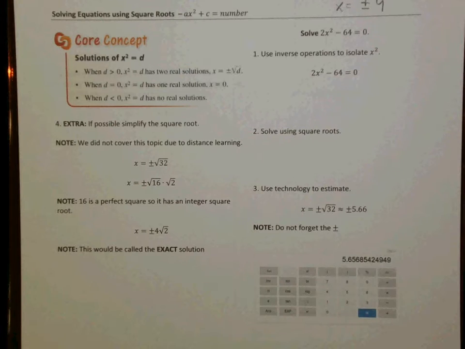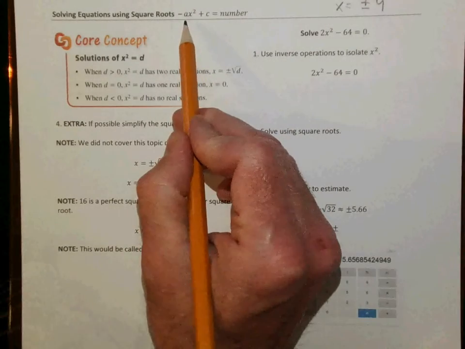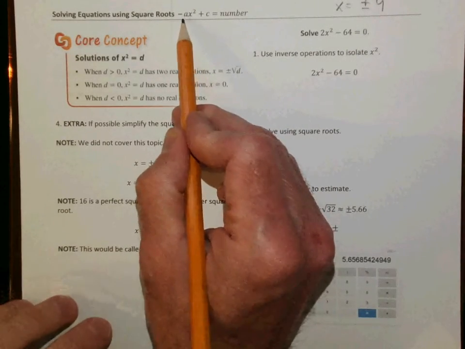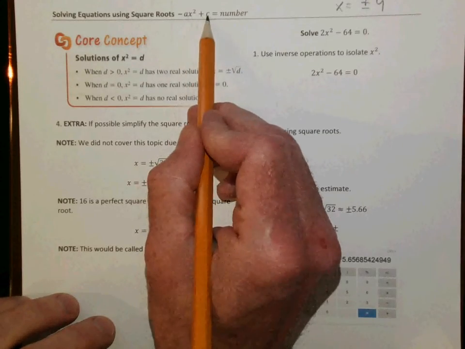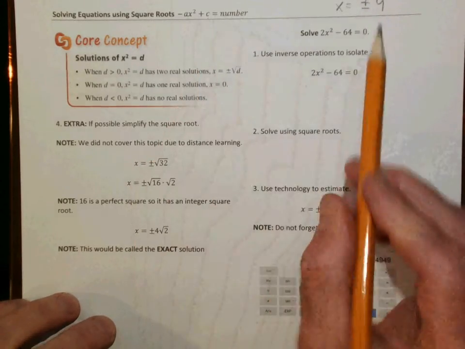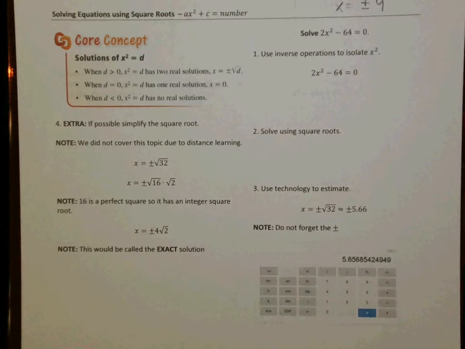Welcome back to section 3 of chapter 9. So today we're going to learn how to solve quadratic equations where you do not have a bx term. So the only time you see the x is when it's getting squared. So you will do similar to what we did in the opener.